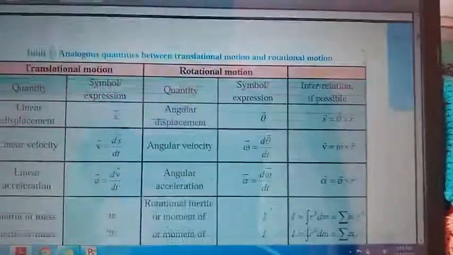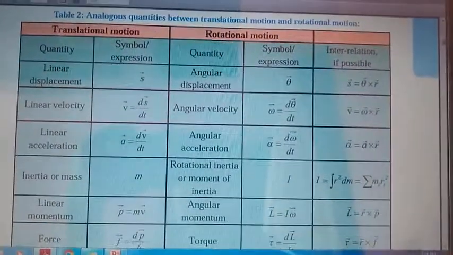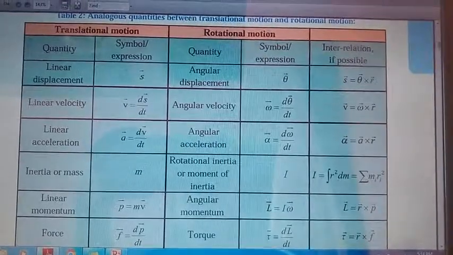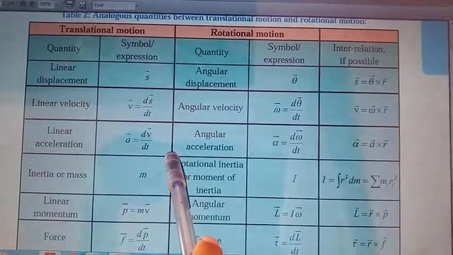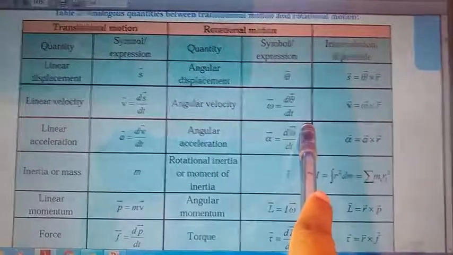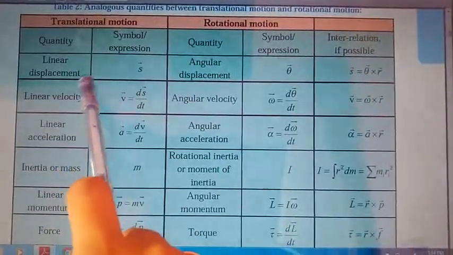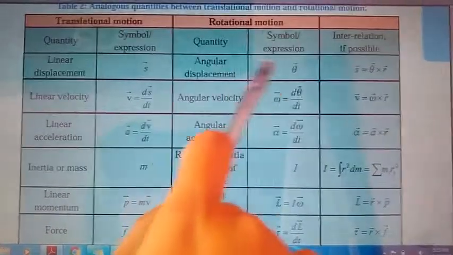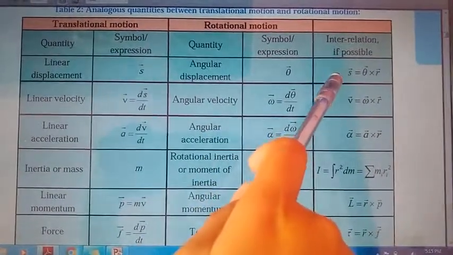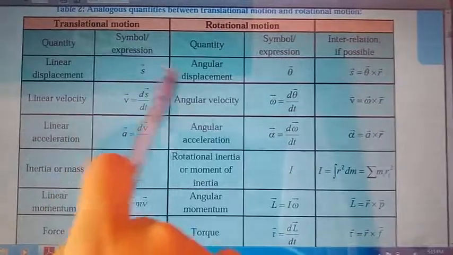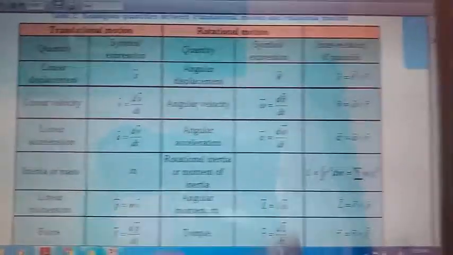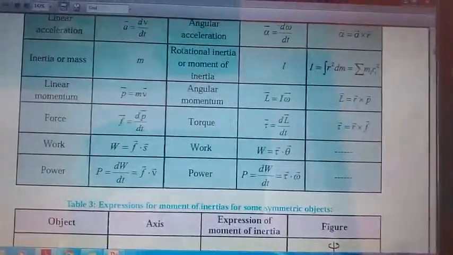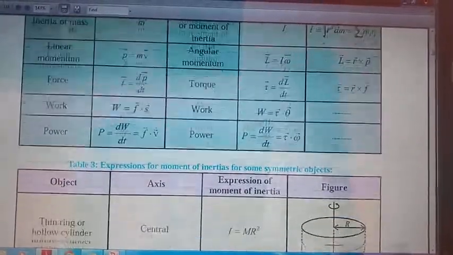Along with that, you can see there's one more table which can help you to revise the whole chapter. Here the quantities are given for translational motion and the analogy of those quantities for rotational motion. So in translational motion there is linear displacement. Similarly for rotational there is angular displacement, and the symbol and the relation are also given. Linear velocity, its analogy, angular velocity, and so on. So this table is also very important for you. It will give you a revision of the whole chapter.